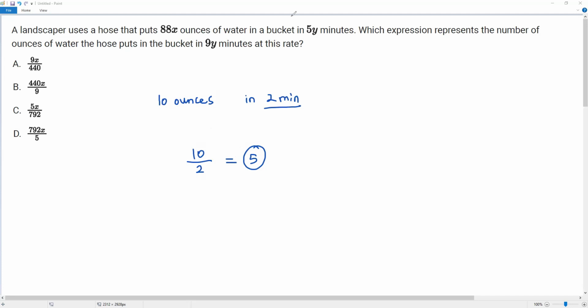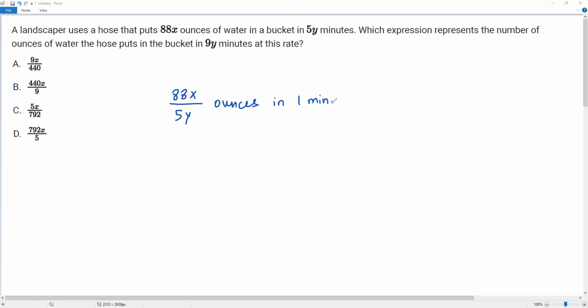The same logic we can use in the given problem. Here, the hose puts 88x ounces of water in 5y minutes. Now, to find the amount of water the hose puts in the bucket in 1 minute, we have to divide the number of ounces of water, 88x, by the time taken in minutes, that is 5y. So this is the amount of water in ounces the hose puts in the bucket in 1 minute.